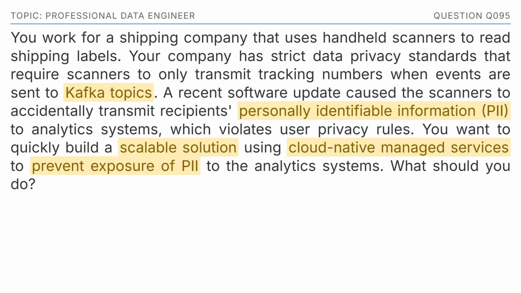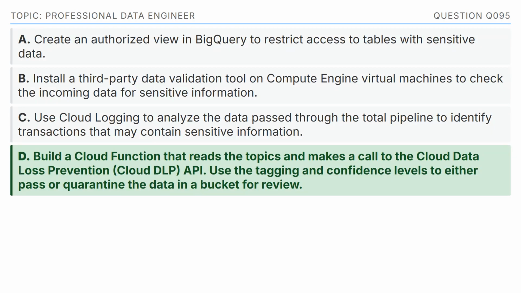To arrive at the correct answer, we focus on the keywords: Kafka topics, personally identifiable information, PII, scalable solution, cloud-native managed services, prevent exposure of PII. The correct answer is option D, build a Cloud Function that reads the topics and makes a call to the Cloud Data Loss Prevention, Cloud DLP, API. Use the tagging and confidence levels to either pass or quarantine the data in a bucket for review.